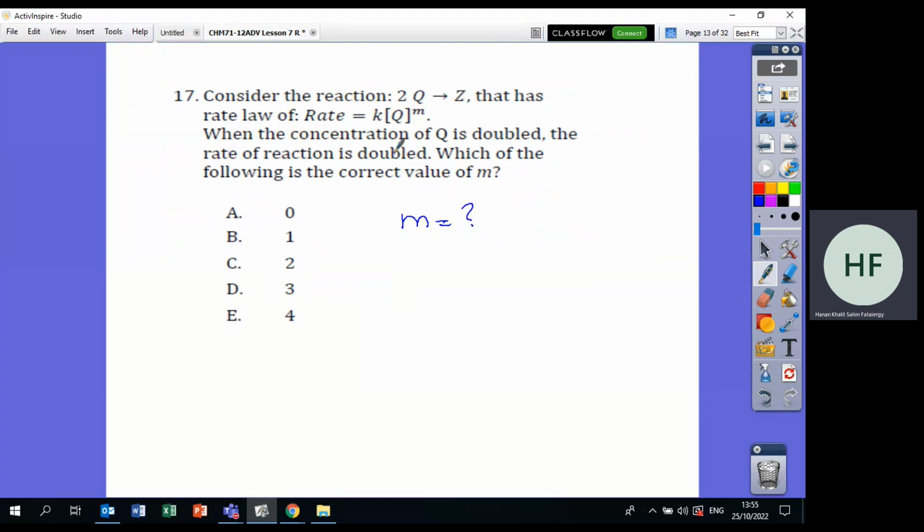Now, when the concentration of Q is doubled, what does doubled mean? It means 2. So I will put 2 instead of Q, so you will get 2 power M. The rate is doubled, so it's equal to 2. Doubled means 2. The rate is doubled, so I'll put here 2. What is power M? 2 power what gives you 2? 2 power 1.